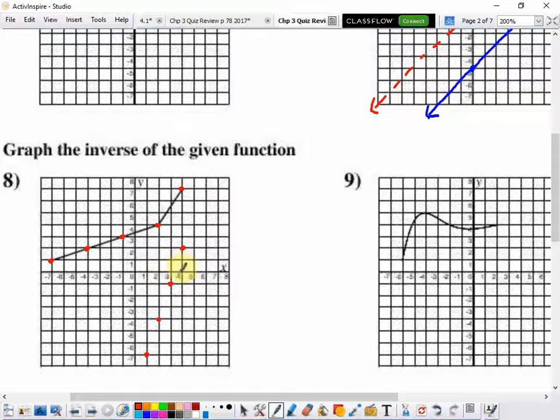And 4, 7 will be 7, 4. So that is the graph of the inverse. Now, if I dot in y equals x, I should be able to see that a function and its inverse are a reflection of each other over the line y equals x.